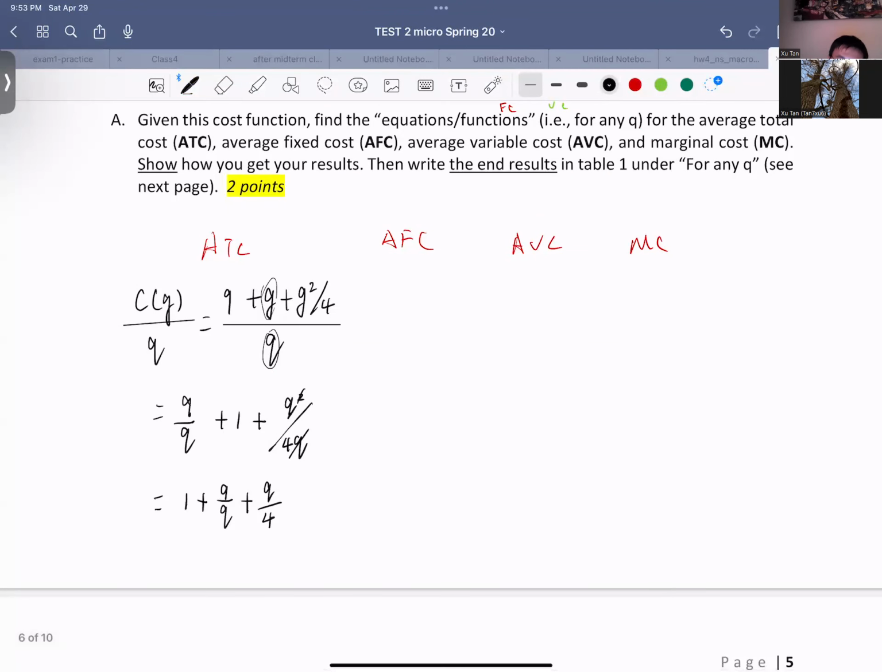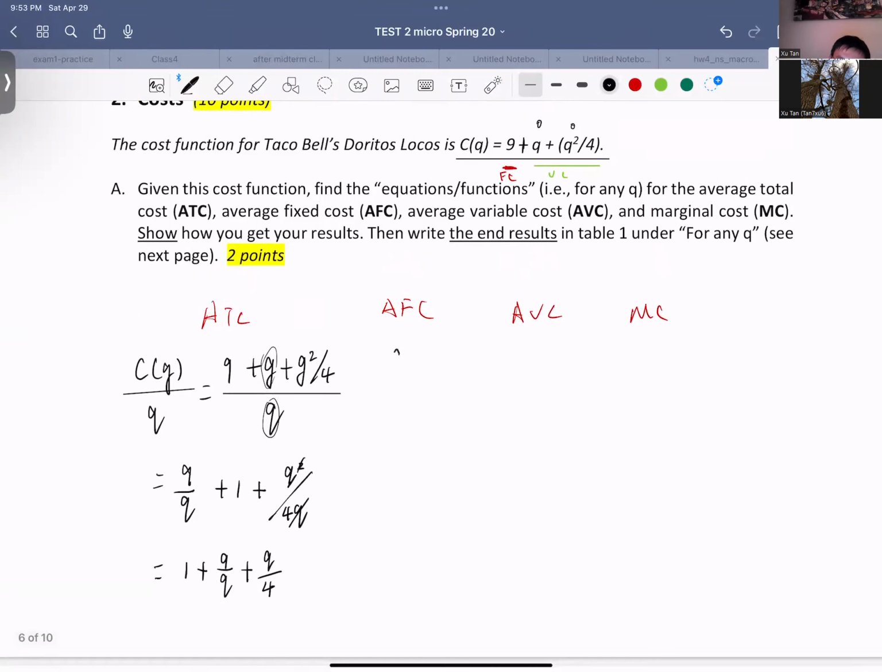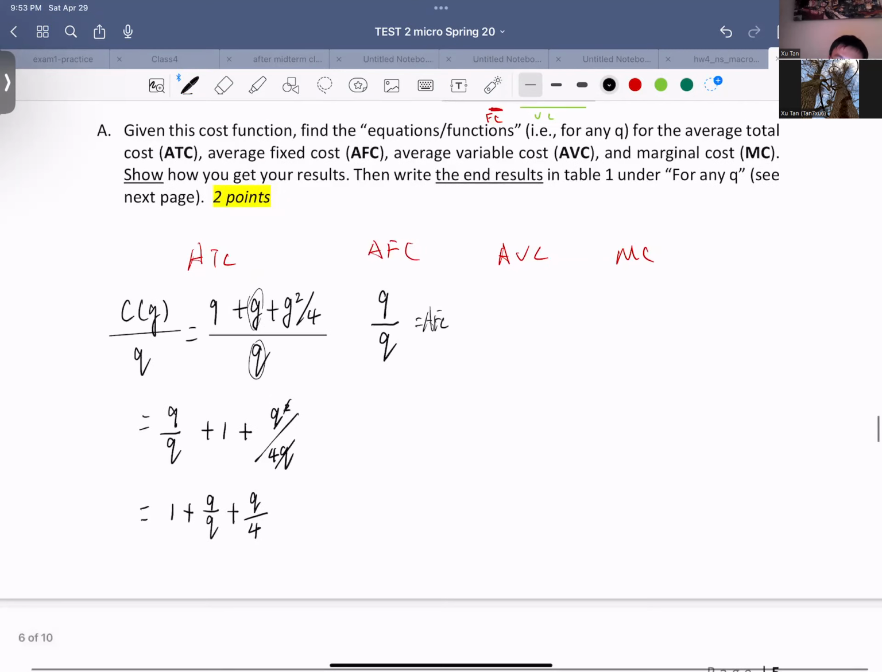That's it. The average fixed cost would be 9 divided by Q. Average fixed cost. Okay. Let me organize it.